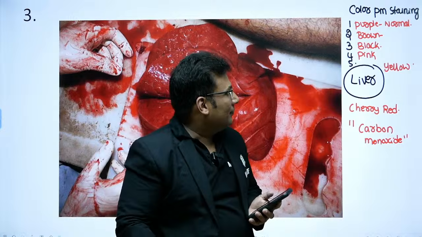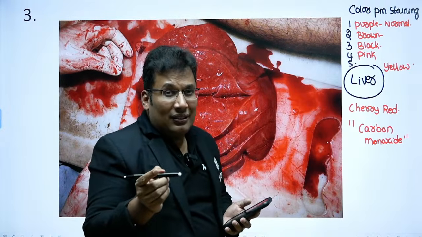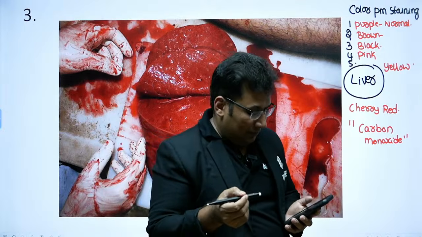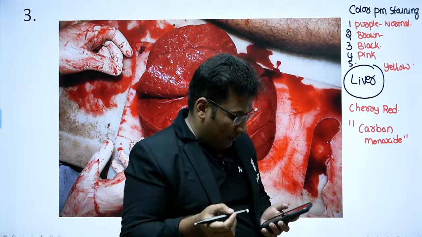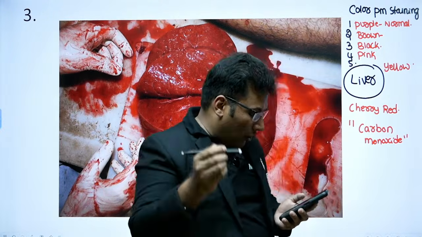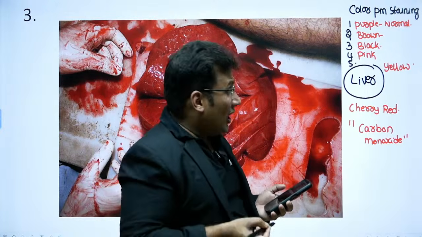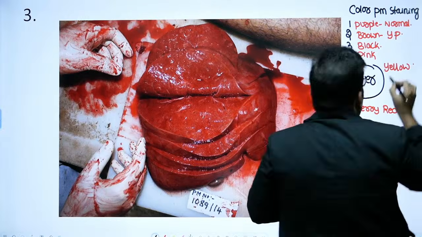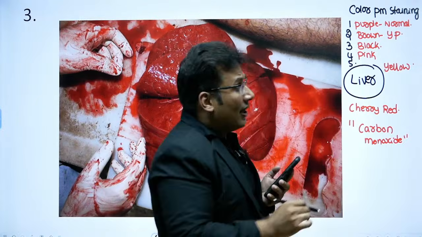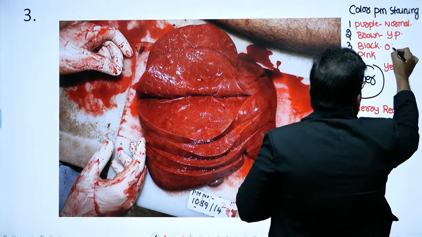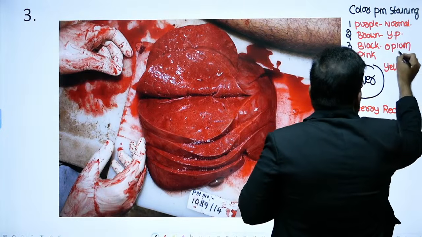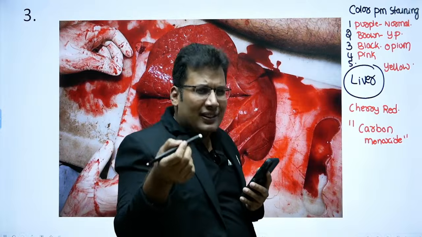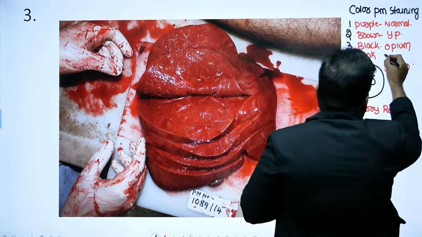Try. So brown color occurs in, yes, good. Smaranya, very good. Smaranya answered correctly. Smaranya is telling, sir, brown color occurs in yellow phosphorus. Black color occurs in opium poison. Pink color occurs in case of cyanide poison, or we call it hypothermia as well. So pink is basically hypothermia.